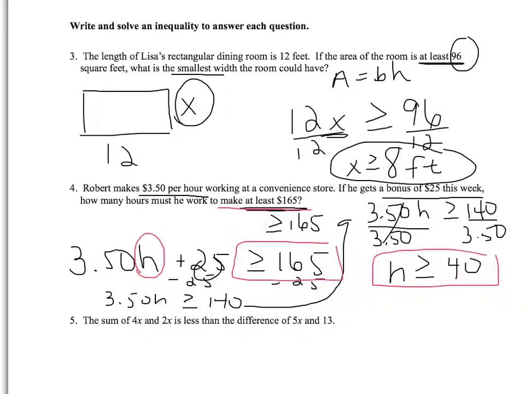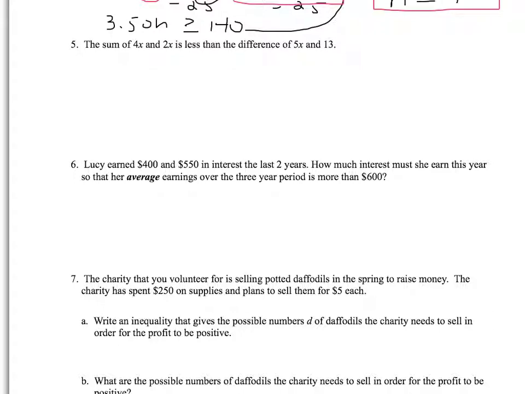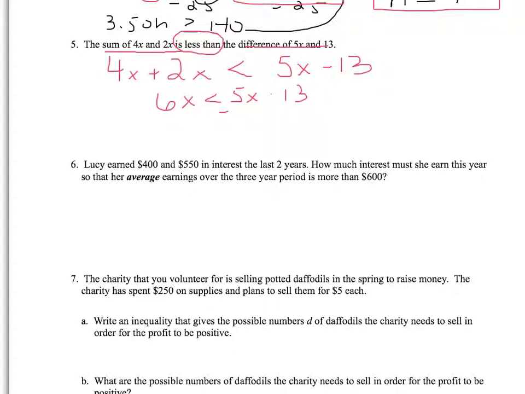Okay, so moving on, let's look at number 5. The sum of 4x and 2x is less than the difference of 5x and 13. We take what we've learned from equations and just transfer it into inequality. So the sum of 4x and 2x would be 4x plus 2x, is less than the difference of 5x and 13, so 5x minus 13. Now we're going to solve for x. On the left-hand side, I already have 6x is less than 5x minus 13. So I can subtract 5x on both sides. Now I have x is less than negative 13.